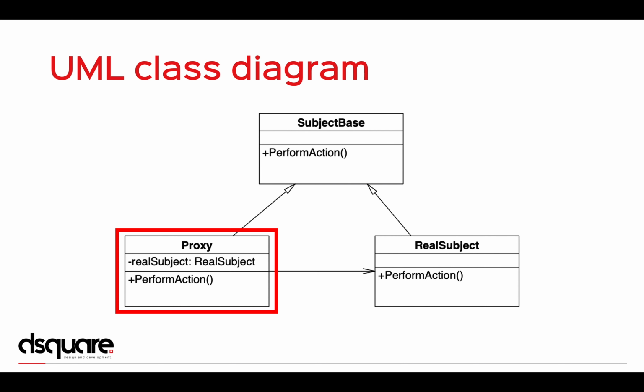But one of the most important things to remember is that the real subject can exist and can function completely without a proxy being created. The proxy is basically just an extra. So we can access the real subject either directly or via the proxy. And then very importantly, both the proxy and the real subject must implement the same abstract base class or interface.